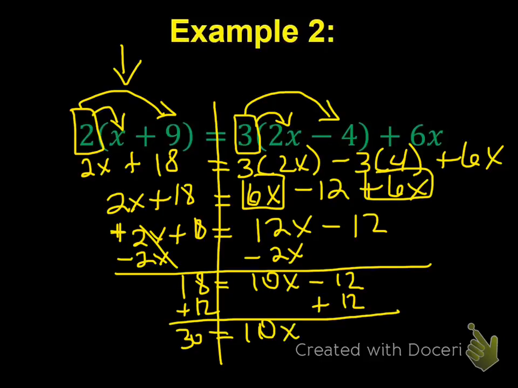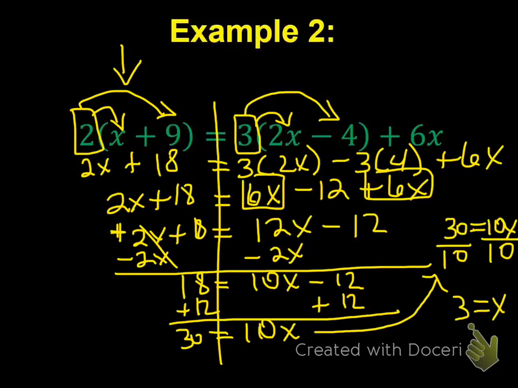10x. Okay. I'm going to go ahead and write this up here to show the final step. 30 equals 10x. Means I have to divide both sides by 10. And I find out that x equals 3. Okay.